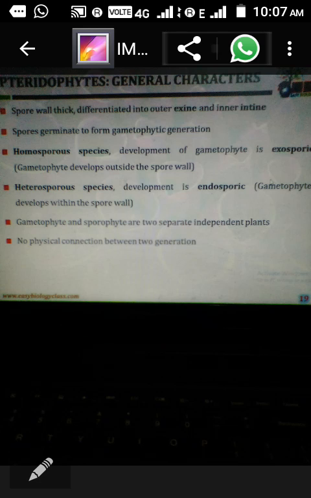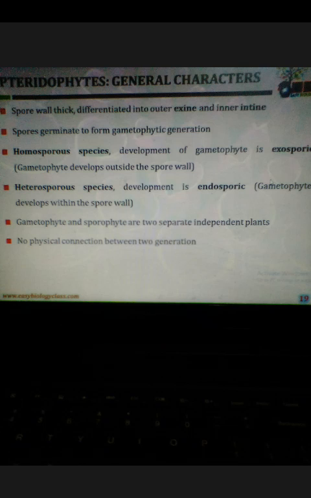Then homosporous species are exosporic, meaning the gametophyte develops outside of the spore wall, whereas heterosporous species are endosporic, where the gametophyte develops within the spore wall. Now gametophyte and sporophytes are two separate and independent plants. We have already discussed in the previous lecture that the sporophyte is independent. It is not dependent on the gametophyte for nutrition. So there is no physical connection between the two generations.